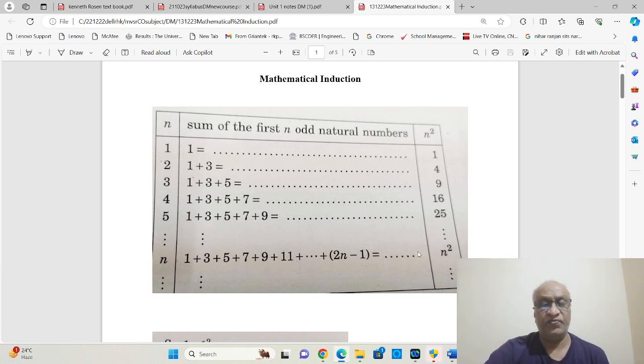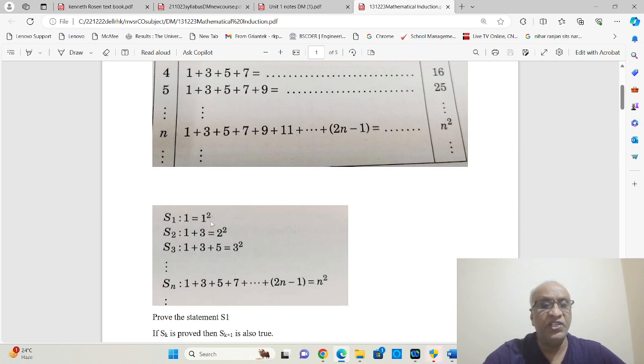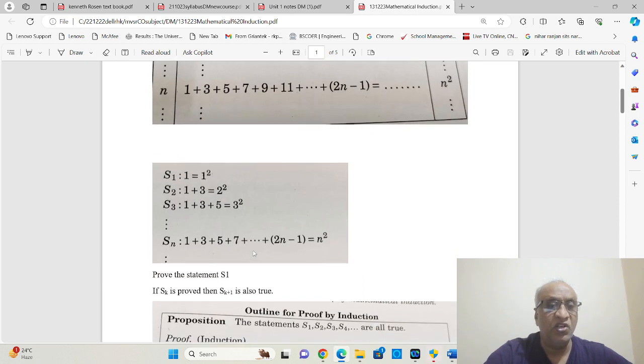So this is the generic derivation from this. The relationship between the next odd number and the previous odd number is 2n minus 1. So that's why this is represented like this. Now, if you look at statement number 1, 1 is 1 square. 1 plus 3 is 2 square. 1 plus 3 plus 5 is 3 square. So Sn will be n square.